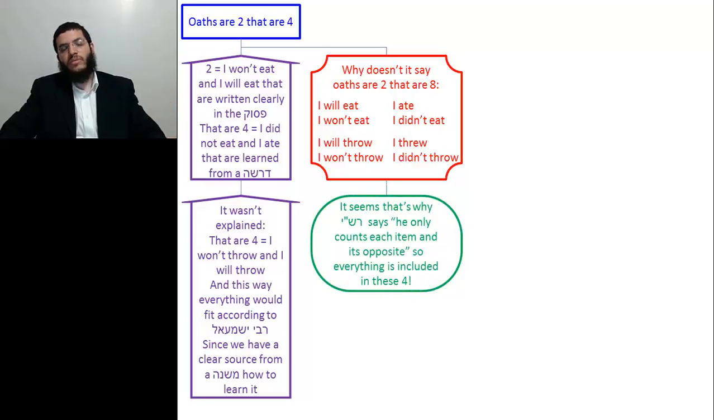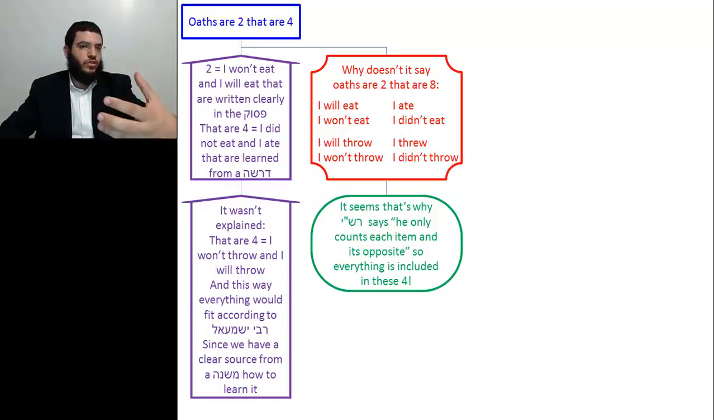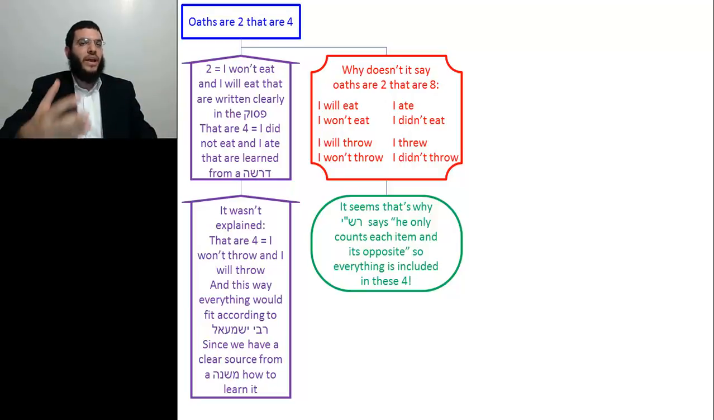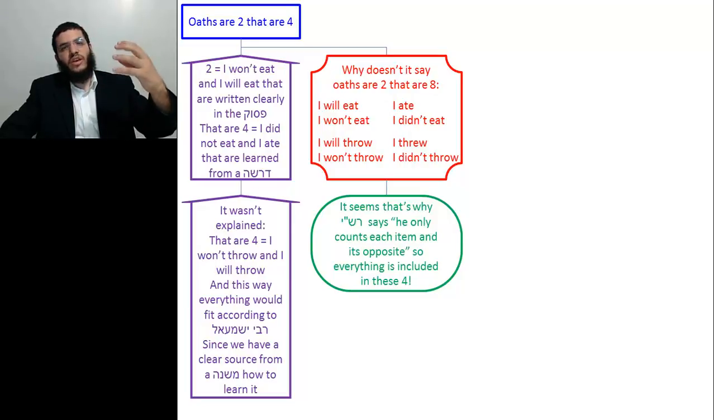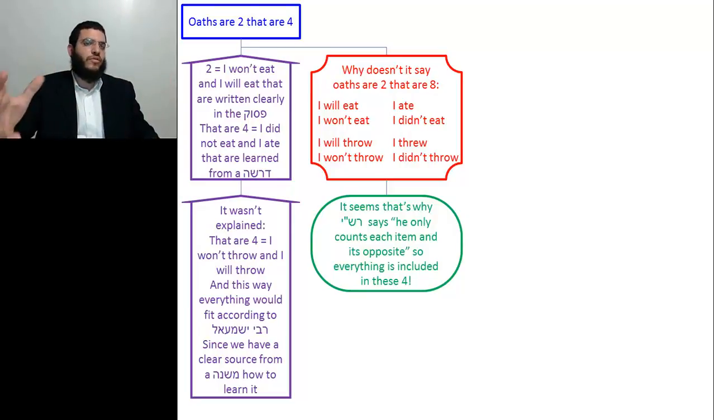One answer is from Rashi, and that is, it seems that's why Rashi, in his explanation in Masechta Shavuos, says that when it says "2 that are 4," it's referring to the past and the future. It's teaching a case and its opposite. And Rashi is coming to answer that the Mishnah in Shavuos is just taking the future cases and the past cases, and with that includes all cases regarding their future and past.